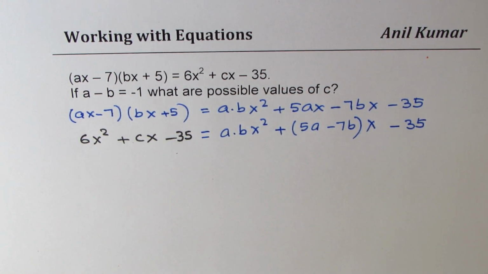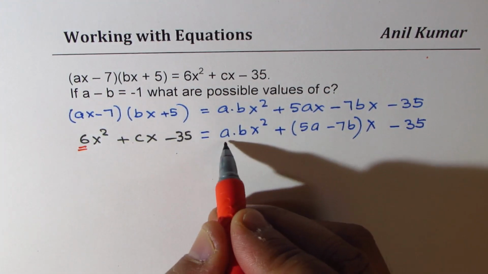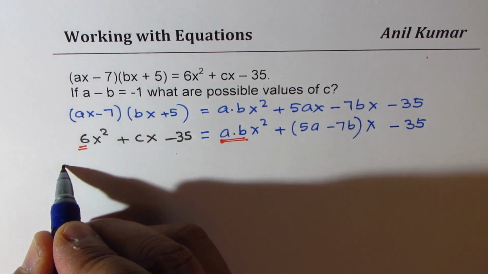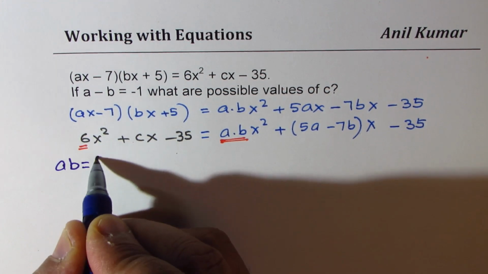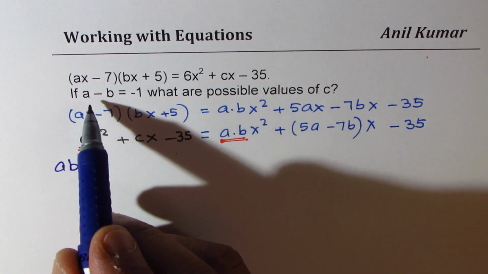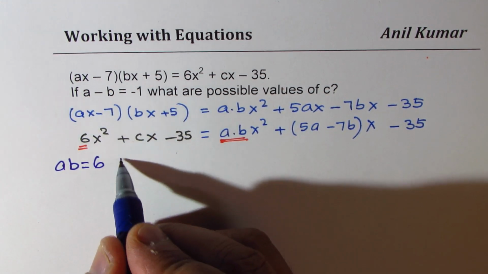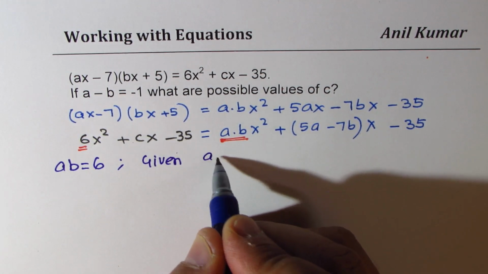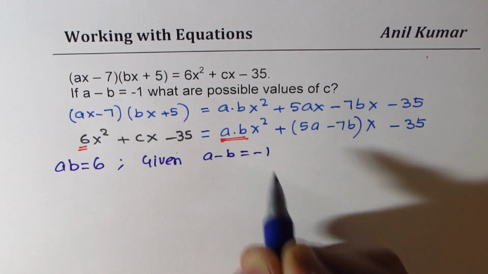Now from here, what do you see? Now if you compare, you could get one relation, which is, let me write it bold, ab = 6. That is one thing you get, right? Now we are also given that a minus b is minus 1. So we are given a - b = -1.